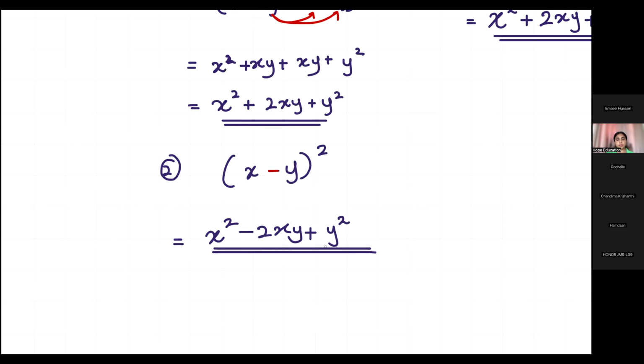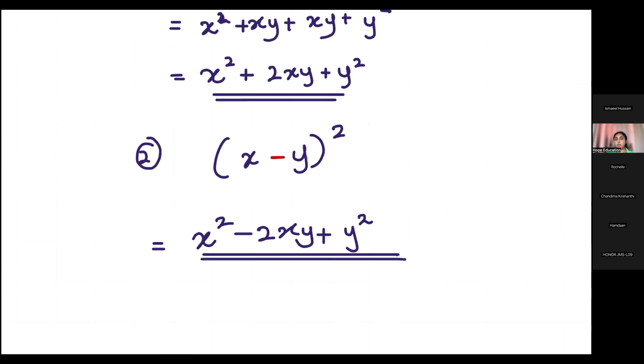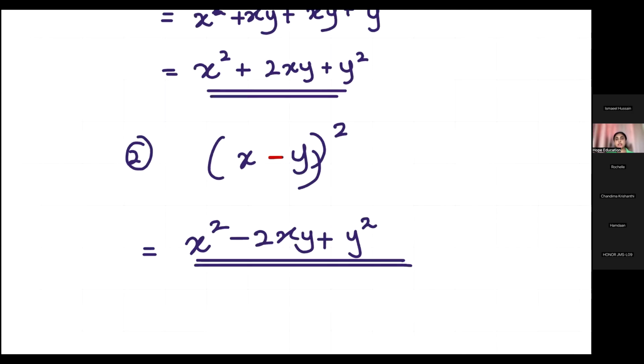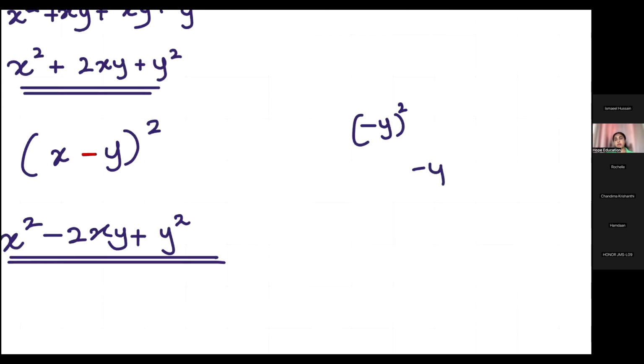So how did it become plus y squared? Here, for y squared, we are taking the square of the second term, right? So the second term is minus y. Minus y squared means minus y multiplied by minus y. Y times y is y squared. Minus times minus is plus, because when the same sign is multiplied, the answer is always plus. When different signs are multiplied, the answer is minus. Is it clear, Ismail? Yes, miss. Okay. Any other questions?